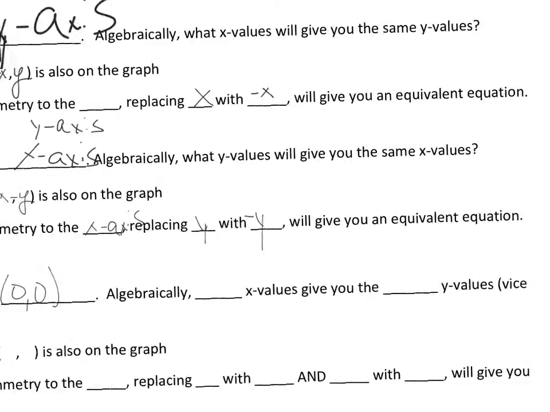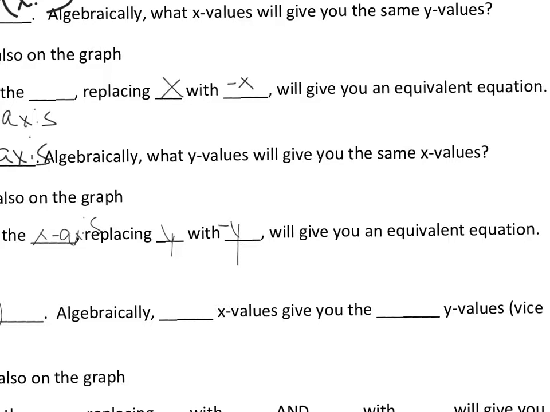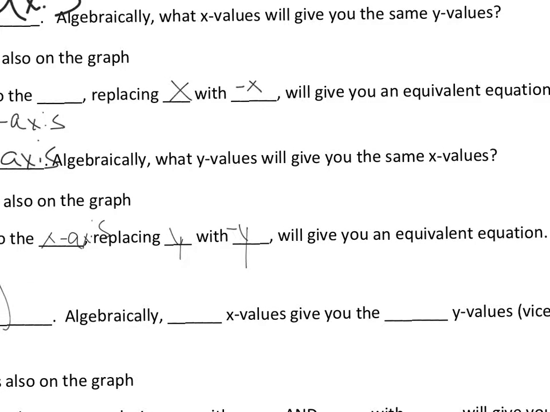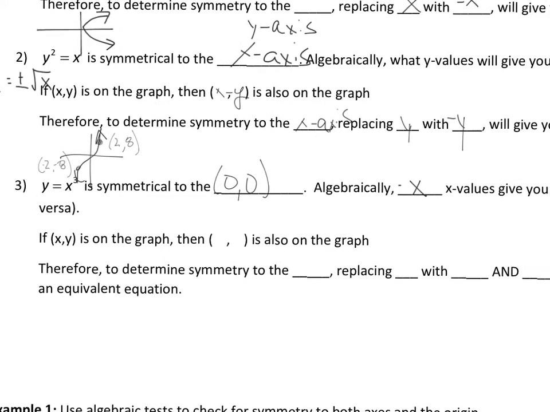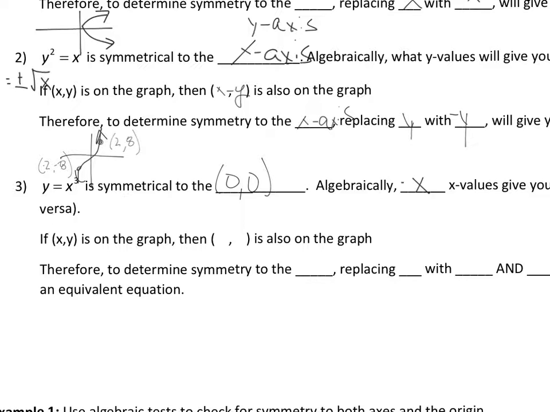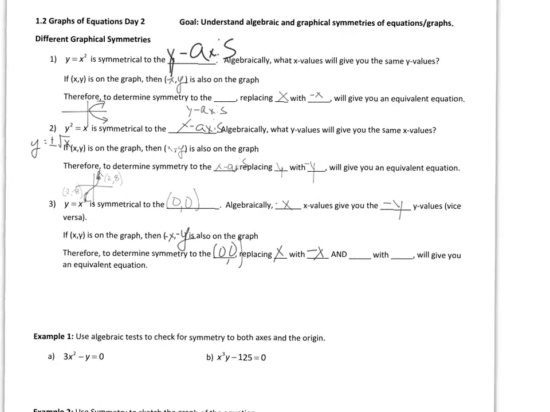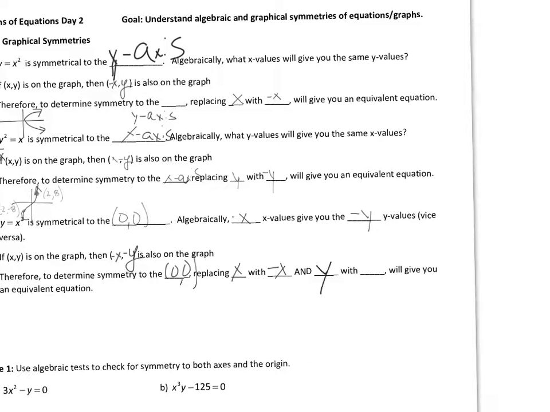Therefore, if I plug in negative x values algebraically, negative x values give us negative y values. And vice versa, if (x, y) is on the graph, then (negative x, negative y) is also on the graph. Therefore, to determine symmetry to the origin, (0, 0), we replace x with negative x and y with negative y, and it will give us an equivalent equation.